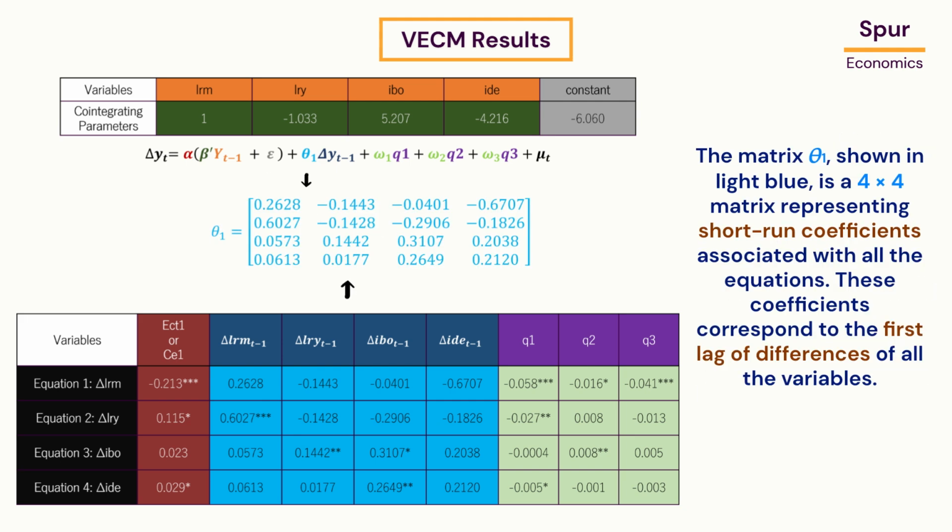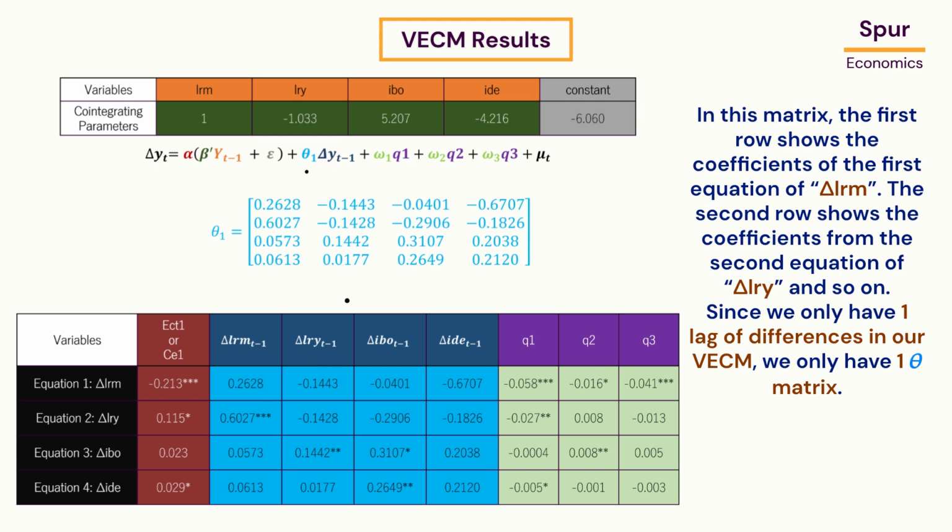The matrix theta, shown in light blue, is a 4×4 matrix representing short-run coefficients associated with all the equations. These coefficients correspond to the first lag of differences of all the variables. In this matrix, the first row shows the coefficients of the first equation of delta LRM. The second row shows the coefficients from the second equation of delta LRY, and so on.